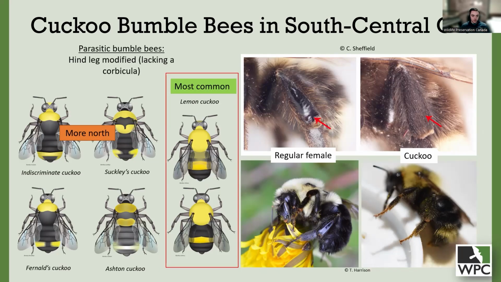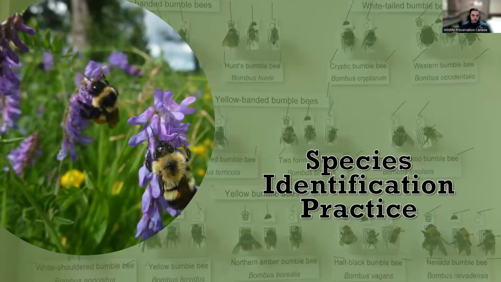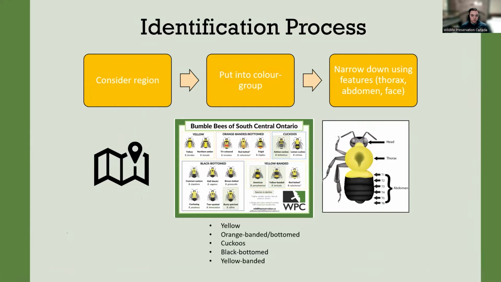Now, I want to get into some species identification practice to wrap this up, and just to review the overall logic that we use to achieve this. Again, I'm going to use species that are found in South Central Ontario, but you can use this same process with other species in other ecoregions. So, for example, if you're elsewhere and you observe a bumblebee, you can still do the same process of placing them into a broader color group, such as a black bottomed bumblebee or a yellow banded, orange bottomed, what have you.